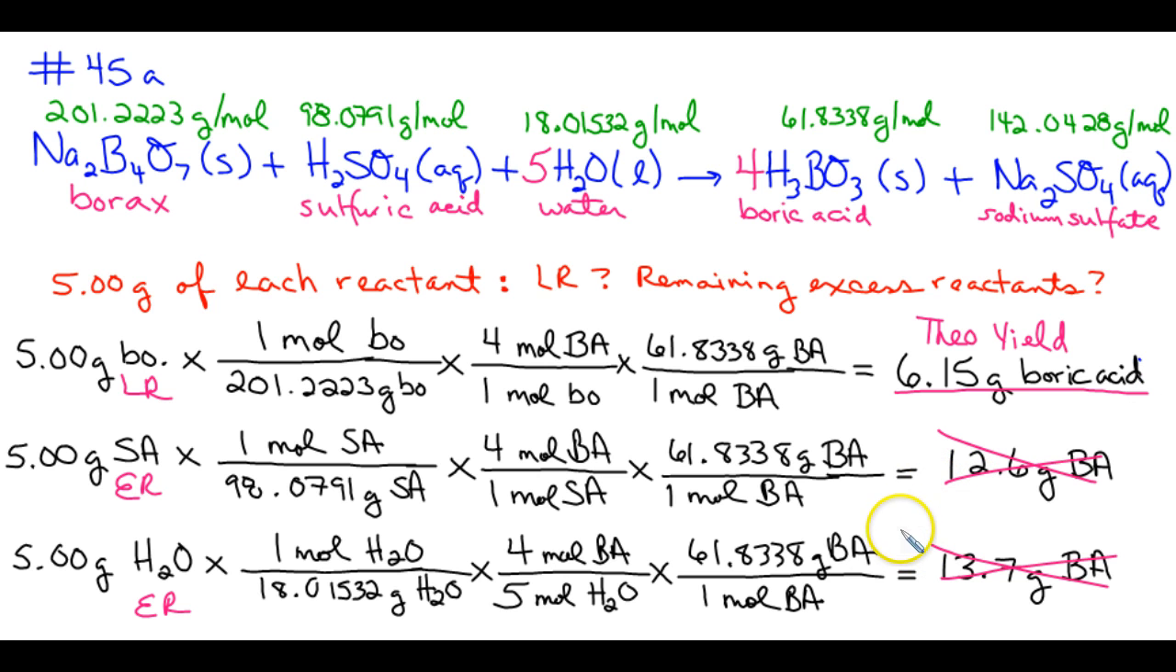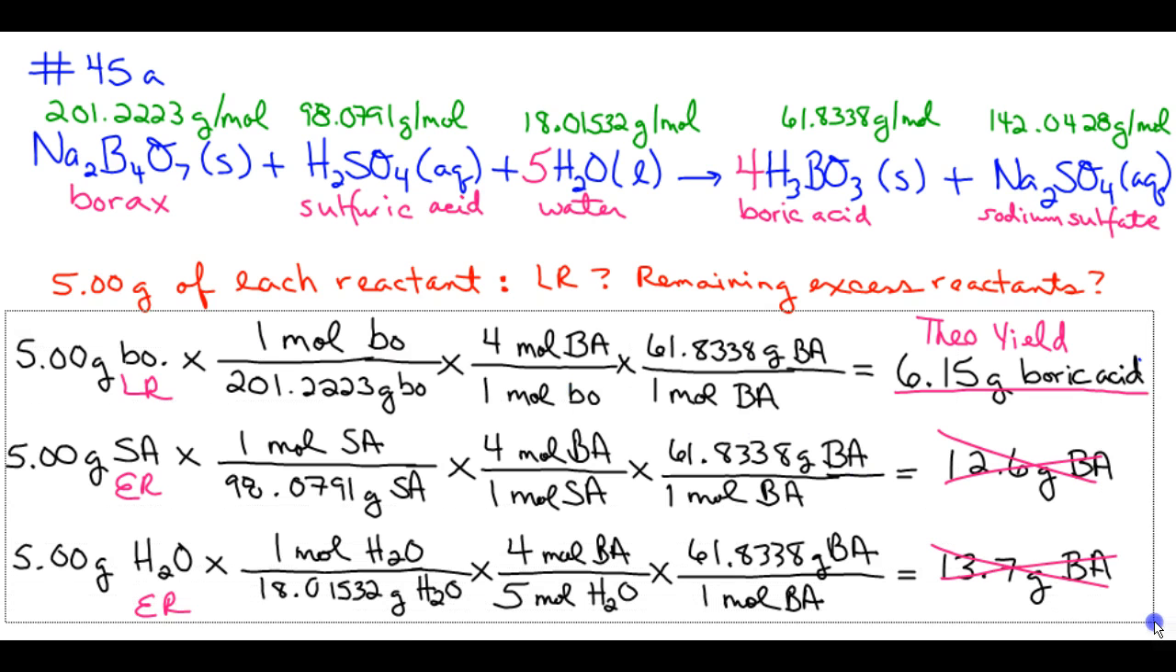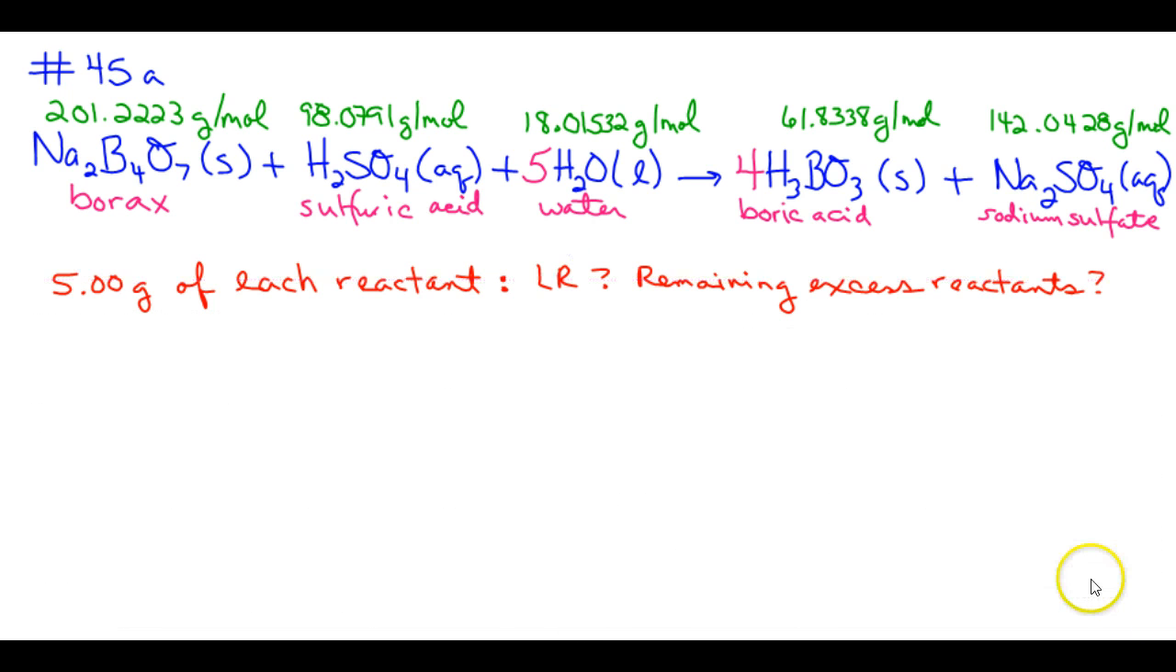Okay, so we've answered the first question. Which one of our 3 reactants is the limiting? We have determined that it is the borax. The next question is, how much of the excess reactants are left over. Remember that your limiting reactant determines everything. So I'm going to erase this. And now that we know that borax is our limiting reactant, I'm going to stoich from grams of our limiting reactant to grams of each excess reactant, and then subtract to get the difference.